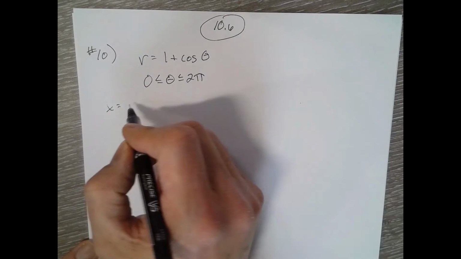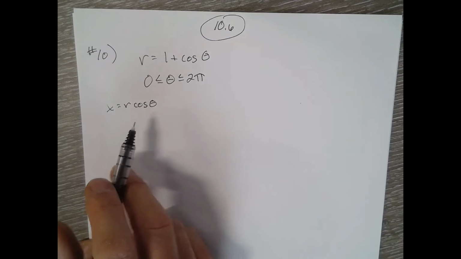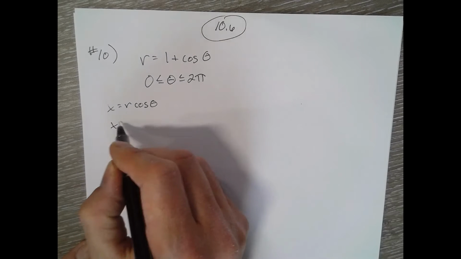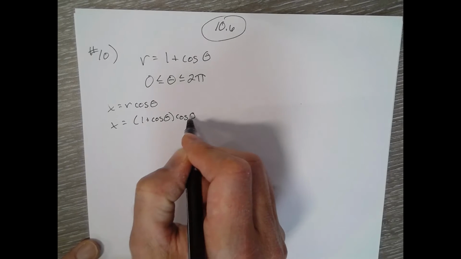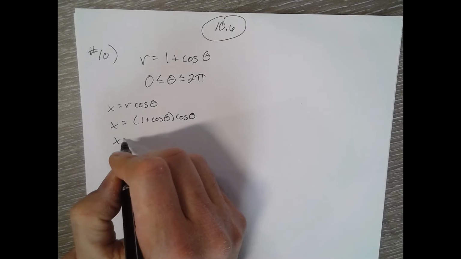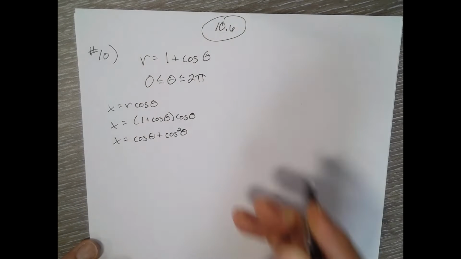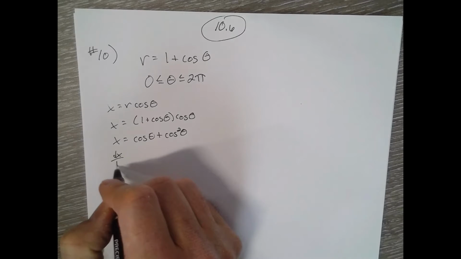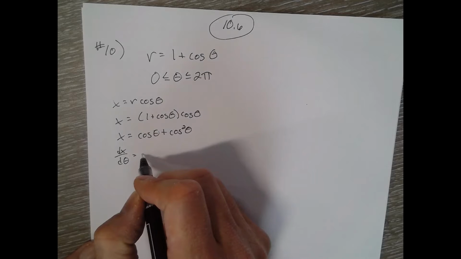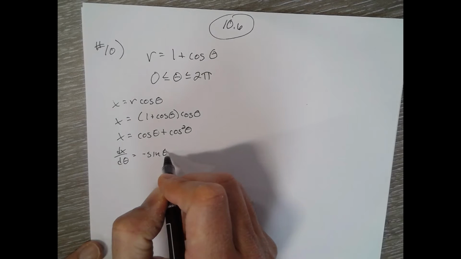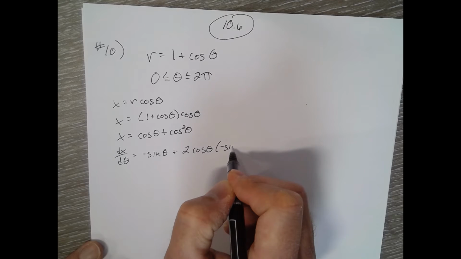X is r cosine theta. R is right there, so x equals 1 plus cosine theta times cosine theta. So x is cosine theta plus cosine squared theta. And now you can find dx d theta by finding the derivative of that, which would be negative sine theta plus 2 cosine theta times negative sine theta.